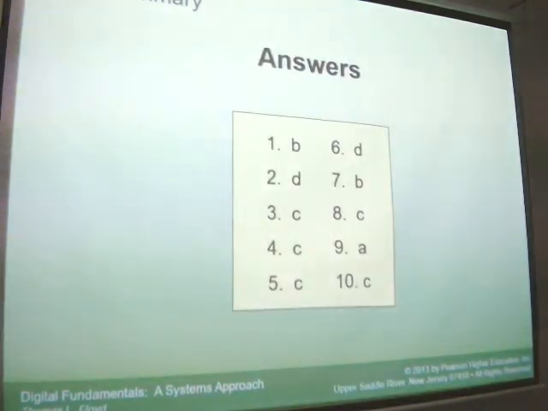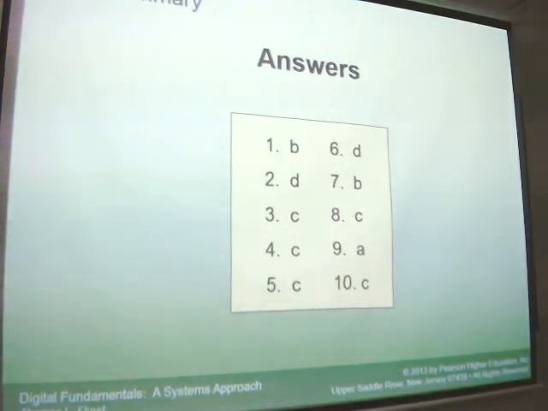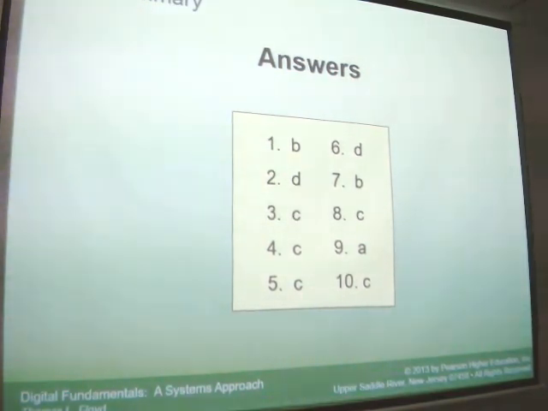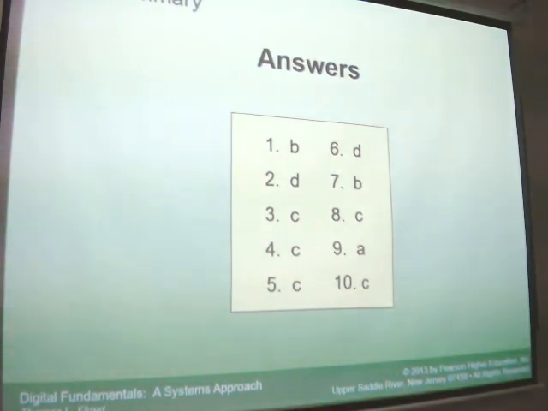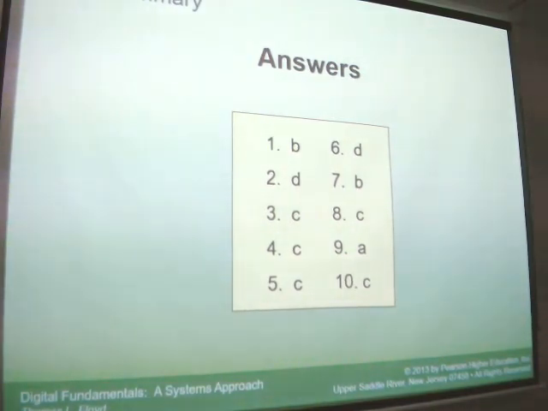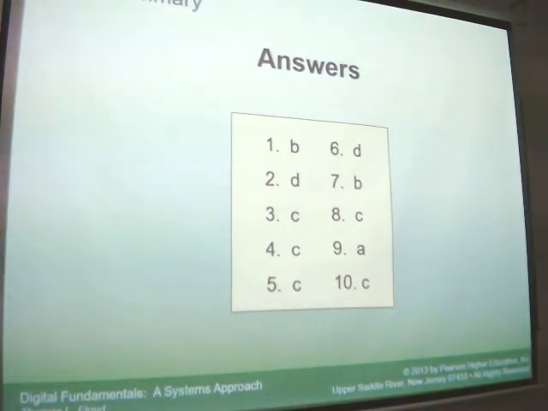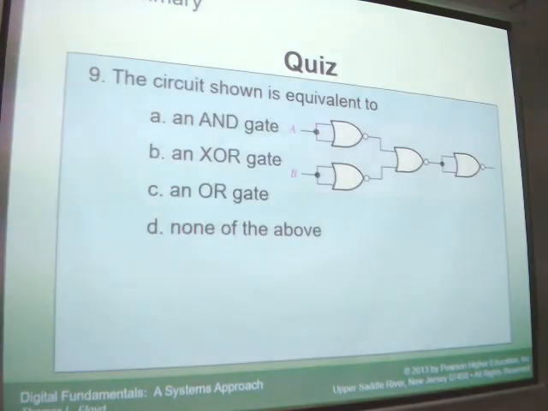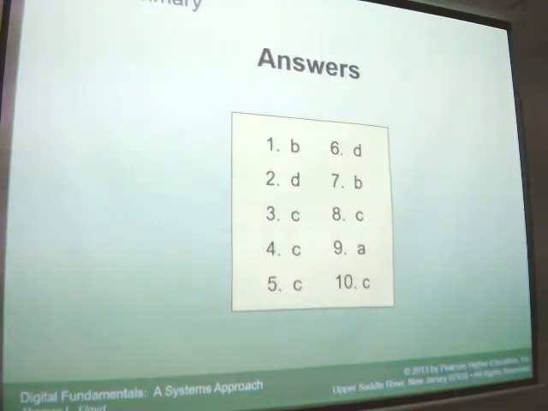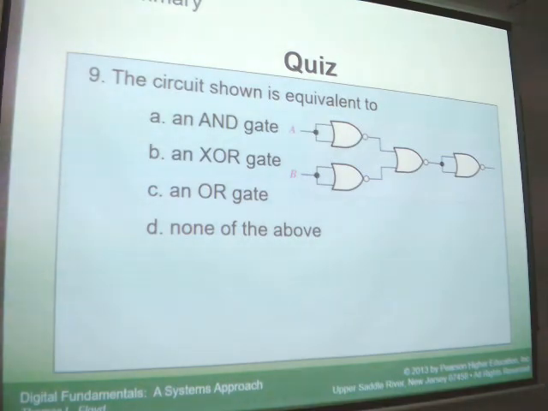But the answers of 8 and 9 are C and A. Can we go back, sir, please? The answers are C for 9 and A for 8? Why? The answer of 9 is A. Why?